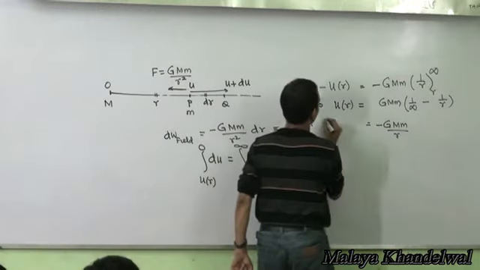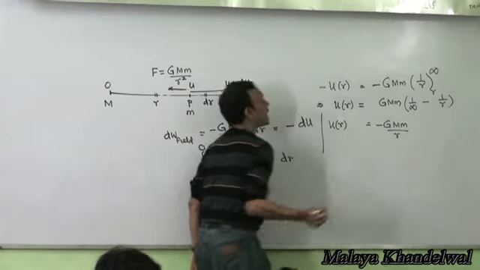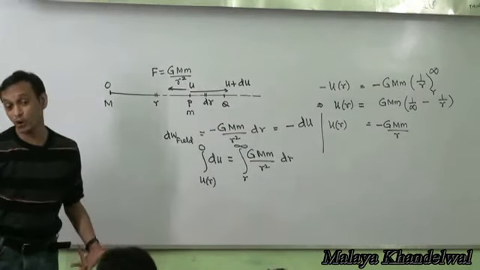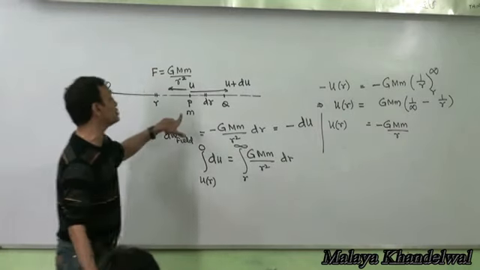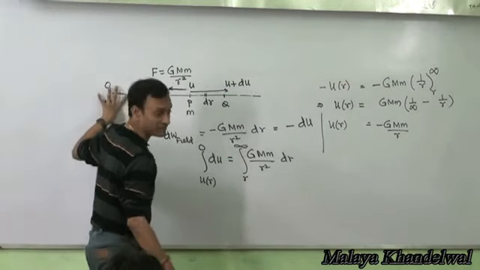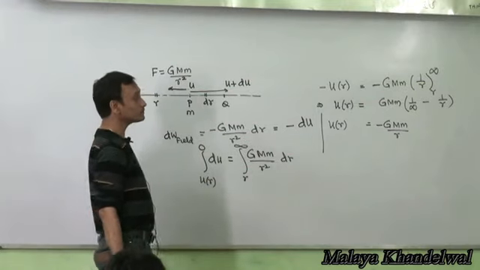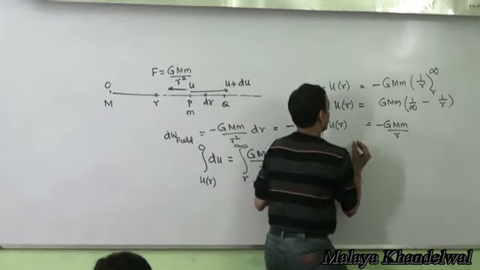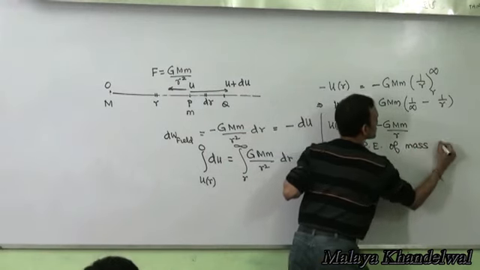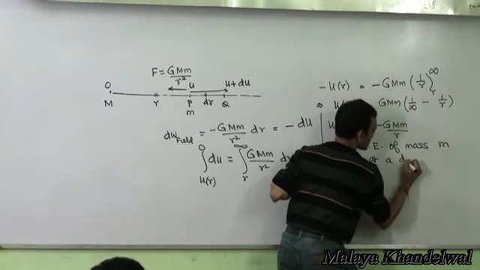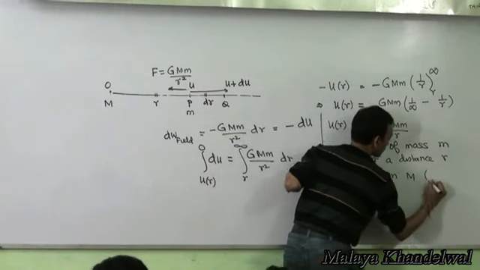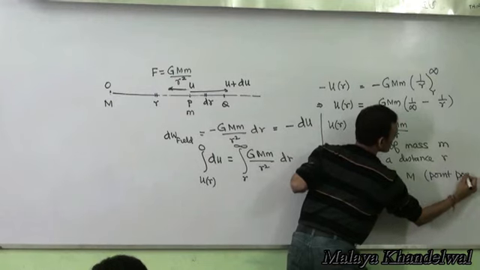So the potential energy at a distance r from a gravitating mass capital M in its own field, for a particle of mass small m, is minus GMm by r. This is the potential energy of a mass small m at a distance small r from a gravitating mass capital M, which is a point mass.